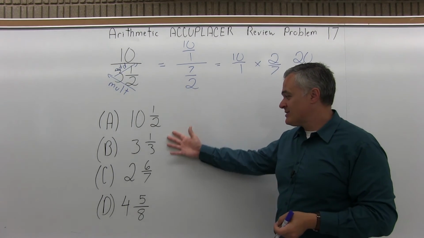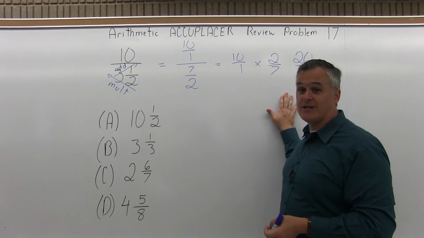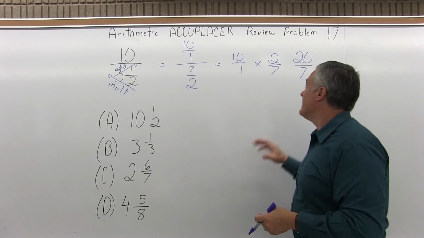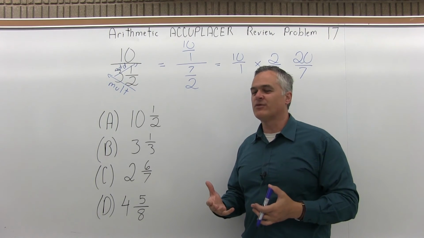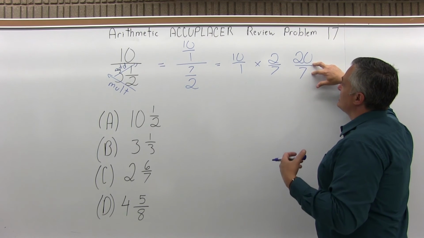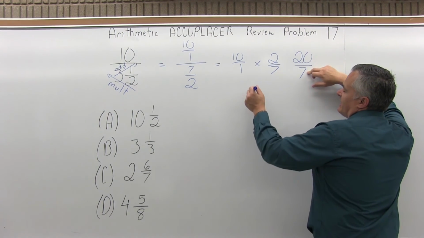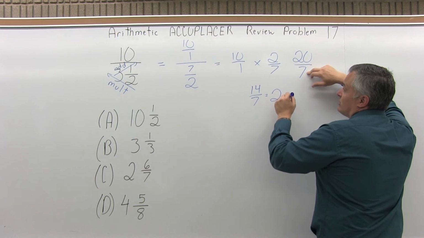Now when I check my answers, the four possible options, I do not see my answer of 20 over 7. So uh-oh. But what's going on is my answer of 20 over 7 is one of the four available options. It's just written in a different form. So since I didn't see it, that 20 over 7, I'm going to change that to a mixed number. So since my denominator is 7, I can see that 14 over 7 reduces to 2.